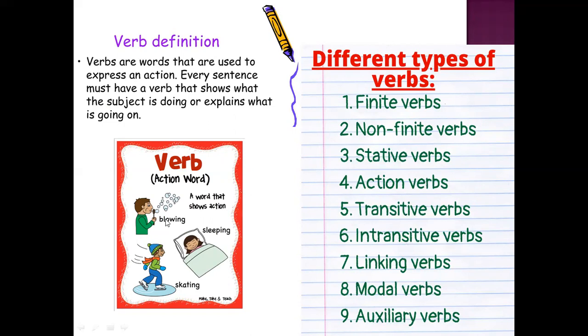Now here, look at this. Blowing. This boy is blowing. Sleeping. This girl is sleeping. Skating. This boy is skating. Likewise, there are a number of action words: run, jump, swim, eat, organize, present, perform. Likewise.